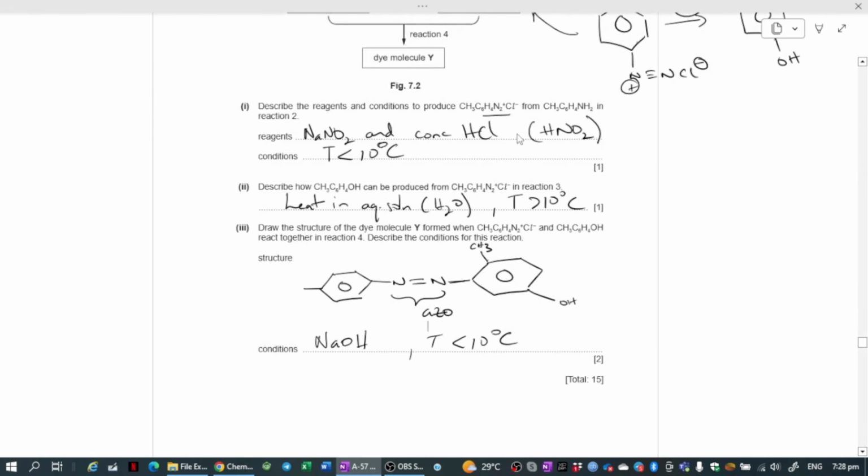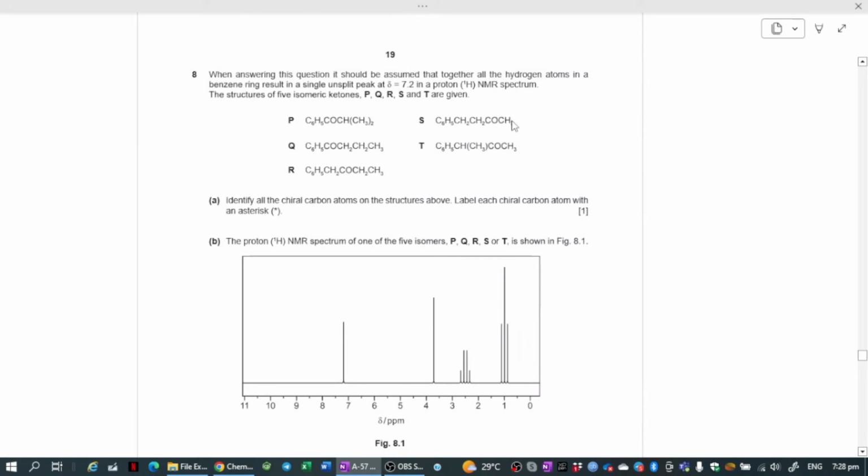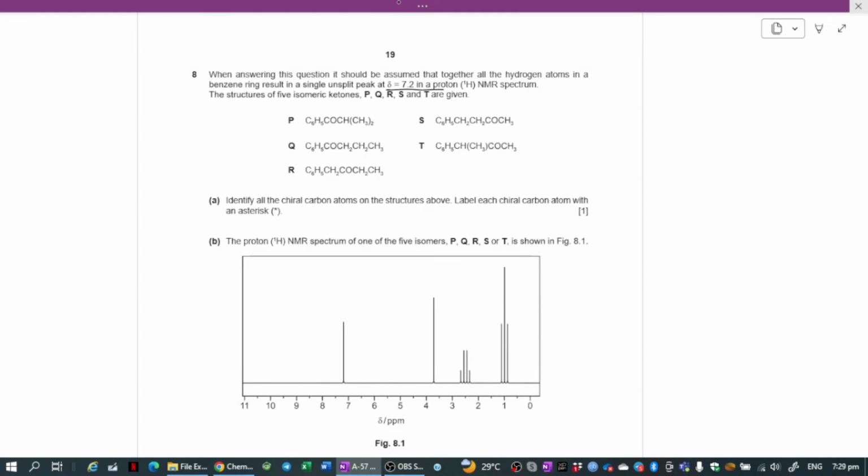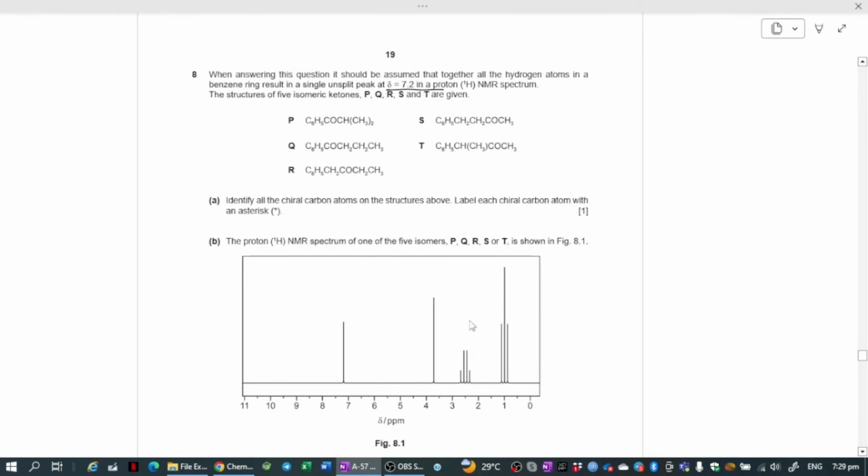And that is question number 7. So now question number 8. They say when answering this question, it should be assumed that all the hydrogen atoms in the benzene ring give an unsplit peak at delta 7.2 in the proton NMR spectrum. Okay. Good, and they tell us the structures of 5 isomeric ketones P, Q, R, S, and T are given. Identify all the chiral carbons on the structures above, and label each chiral carbon with an asterisk.